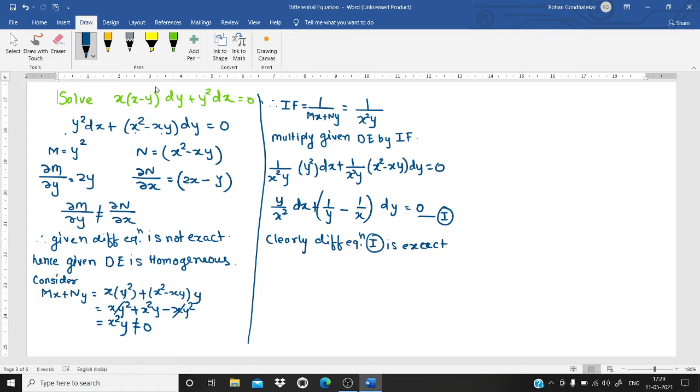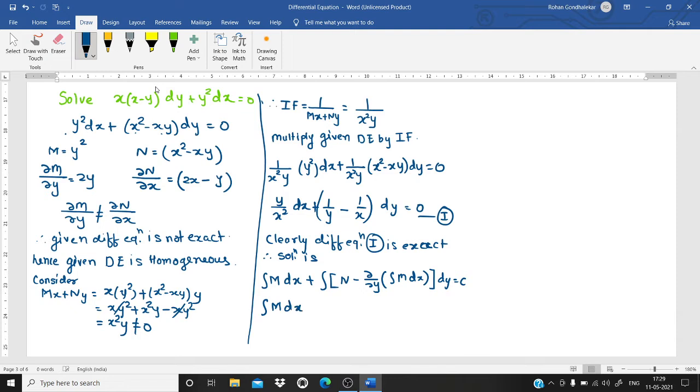Okay, now therefore the solution is, what is the solution? Integral M dx plus integral of N minus ∂/∂y of integral M dx, integration with respect to y, is equal to c. Okay, now what is next? We need to calculate the first term, that is integral M dx.